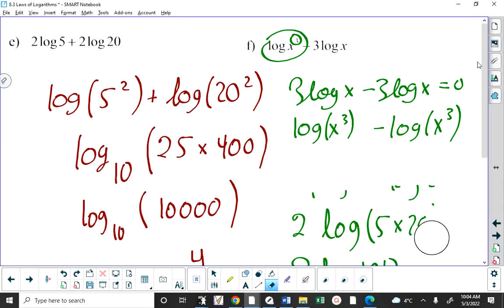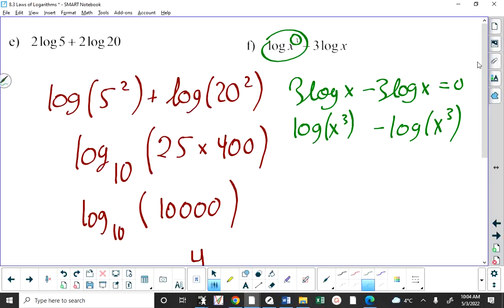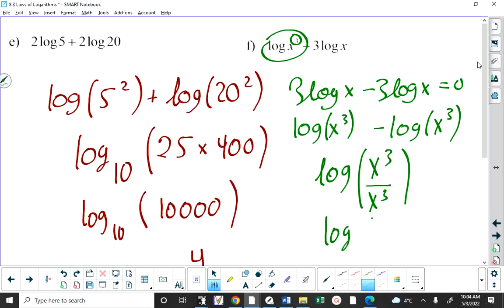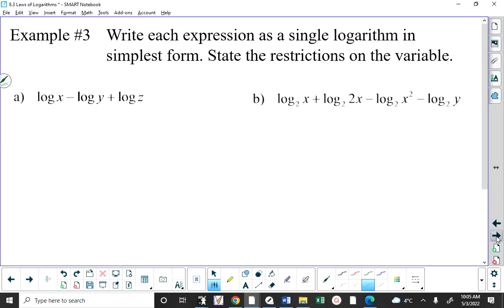I have seen people do this, and there's nothing wrong with it. This is log of x cubed over x cubed, isn't it? Because it's a difference of logarithms. But x cubed over x cubed is 1. And that's saying, to what do you raise 10 to get 1? 0. Just have one more example left, right? So this is what I mean by saying this is not a long lesson. It's just a lot of drill and practice.